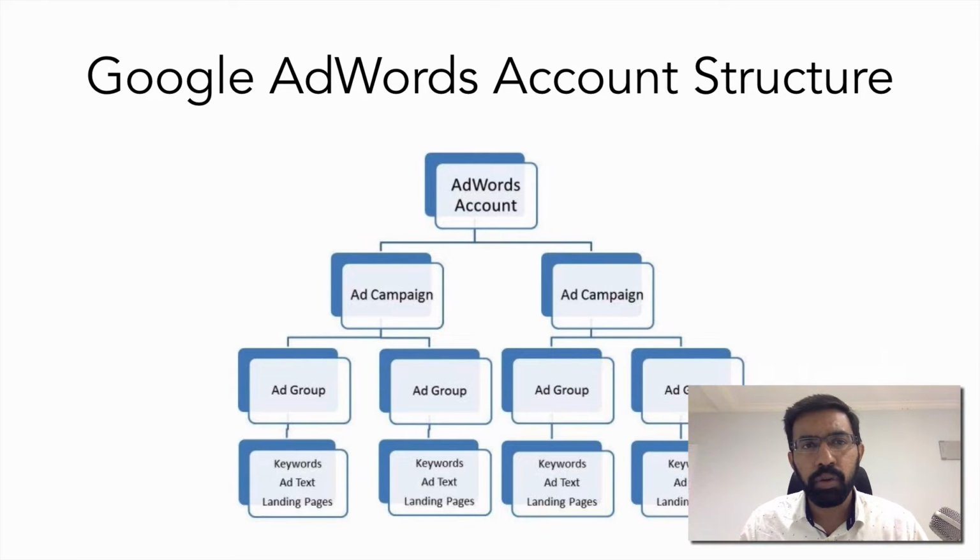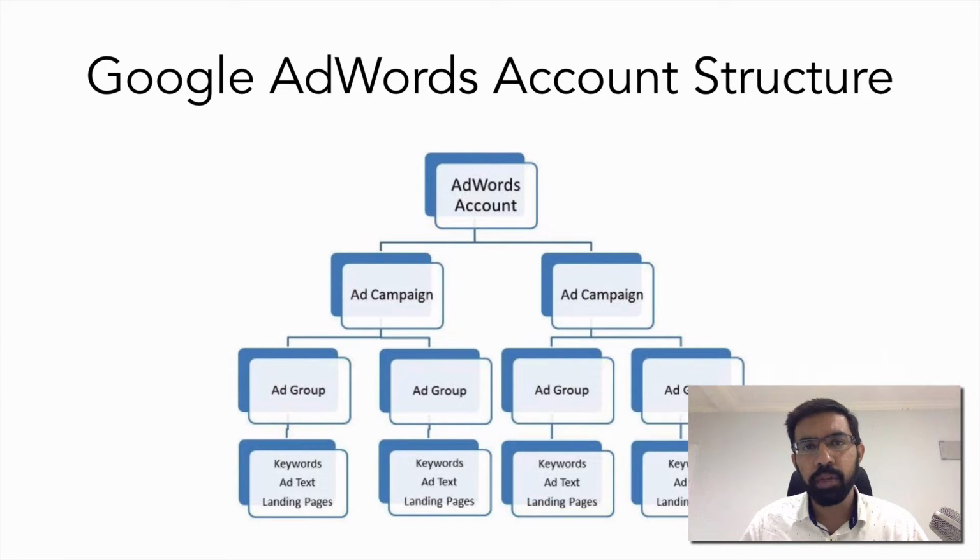So just a quick overview of the Google AdWords account structure, how the entire account is structured. You have the AdWords account, and inside the AdWords account you have different ad campaigns. Campaign basically means that if you are running a campaign to promote a particular product, then it is a campaign. Your business may have a lot of different products and services. A particular campaign promotes a particular product and it will be limited in time, maybe for 6 months or maybe 9 months, depending on what you really want to do with it. Within ad campaigns there are different ad groups, and within ad groups you have keywords, ad text and landing pages.